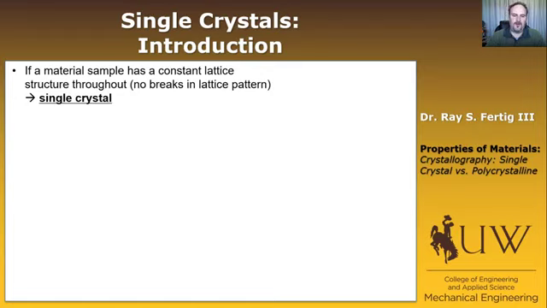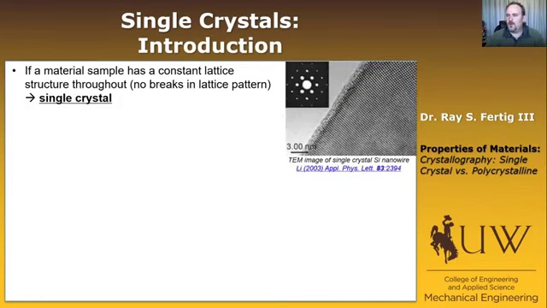The lattice structure that we've talked about, whether it's BCC or FCC or HCP, if those just continue to repeat over and over and over again without break, without hitting any boundaries or changing directions or anything like that, if that lattice structure persists throughout, we call that a single crystal because it's all part of a single lattice.